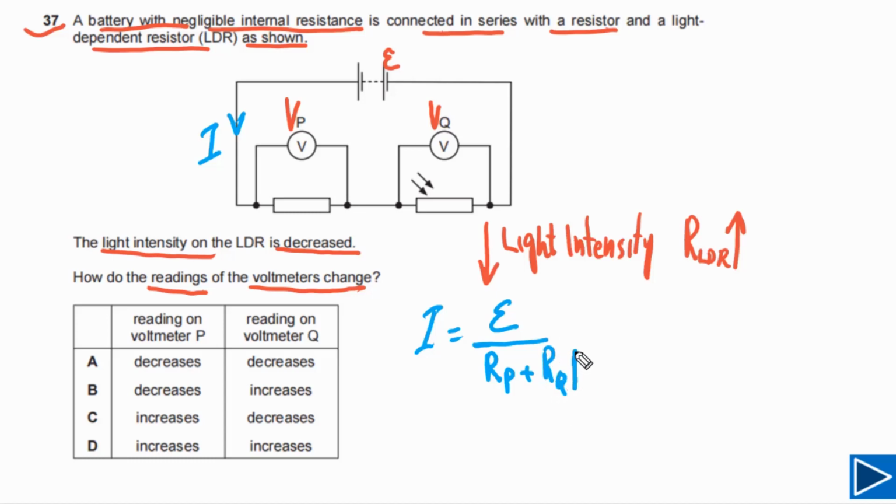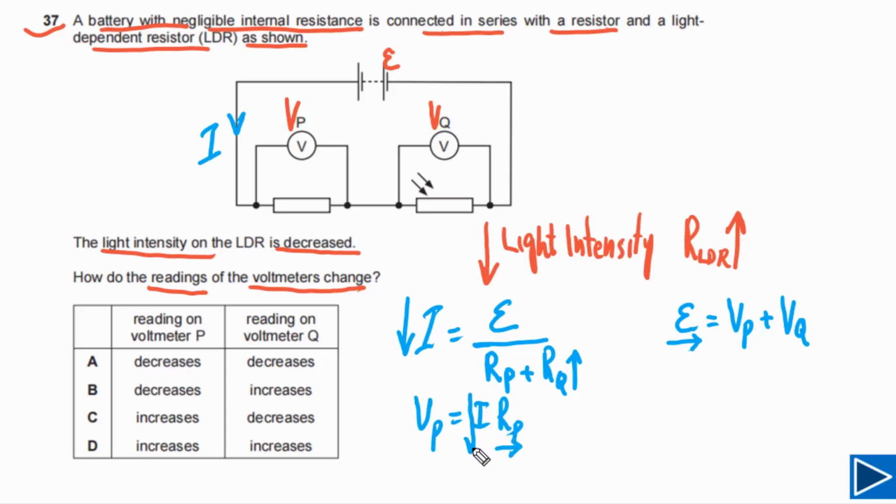If resistance of LDR increases, it means current in the circuit will decrease. If you look at the EMF and the potential difference across P plus the potential difference across Q, the EMF of the cell is constant. So we can write VP is equal to I times the resistance of RP. In this case, the resistance of resistor R is constant. So if I in the circuit decreases, it means VP will decrease.